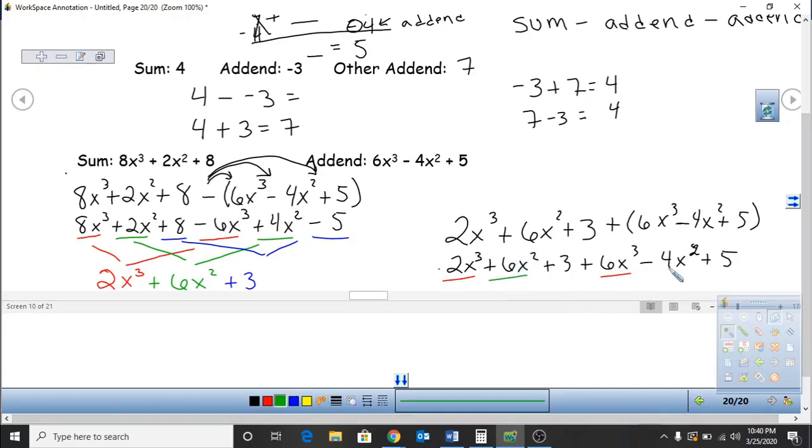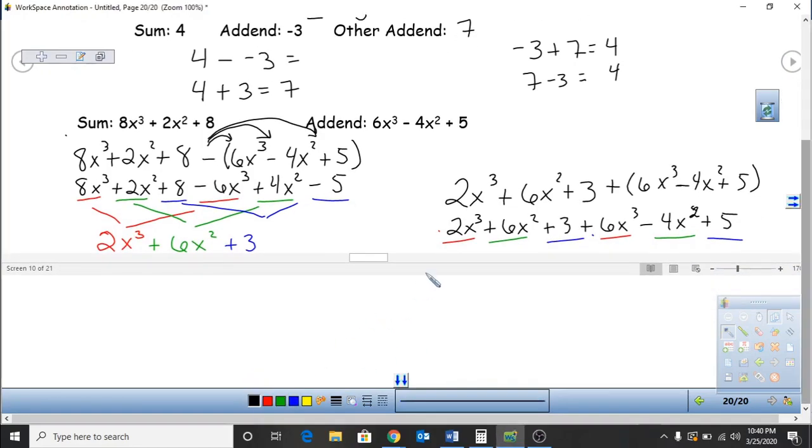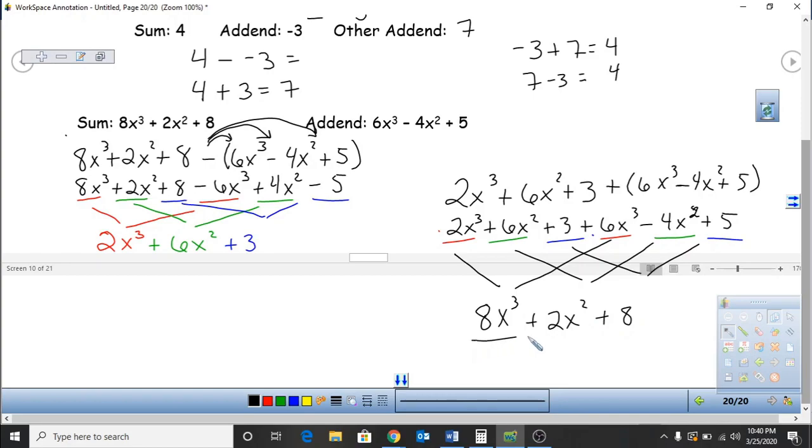All right. Again, I could just take my colors and underline the things that go together. So those go together. This goes together with this. And then the numbers go together. And I'm just going to combine like terms. Now I'm going to write in black, just to put the final answer together. So I have 2x cubed plus 6x cubed. That just gives me 8x cubed. If I have 6x squared minus 4x squared, well, that just gives me positive 2x squared. And if I have a plus 3 and a plus 5, that just gives me plus 8.